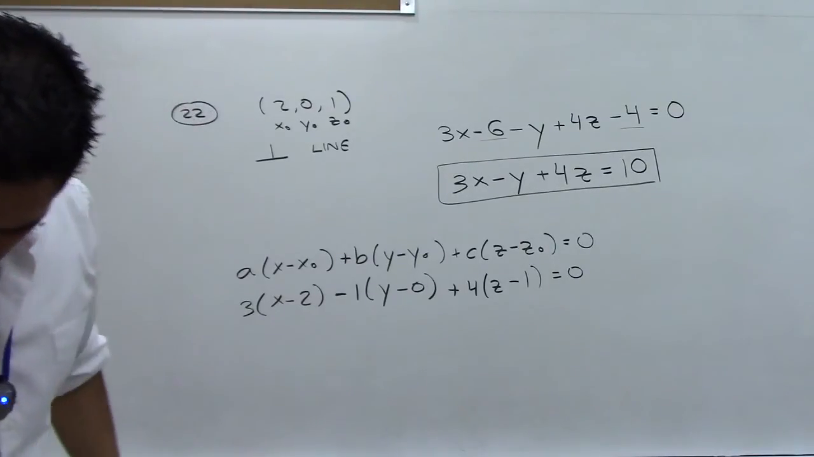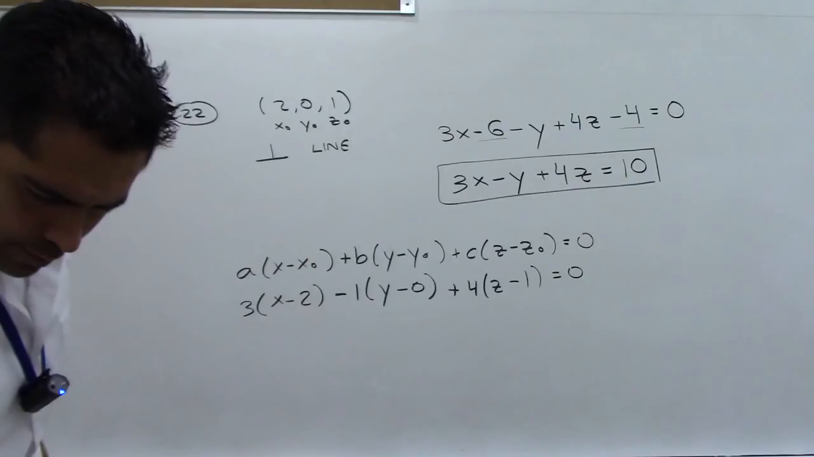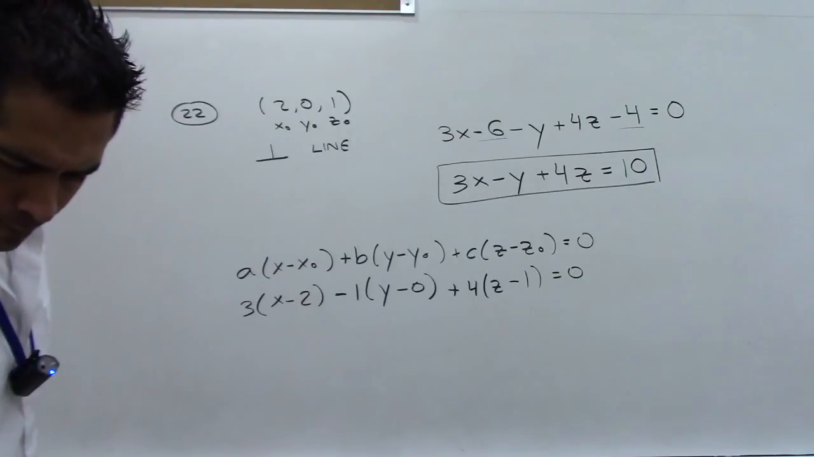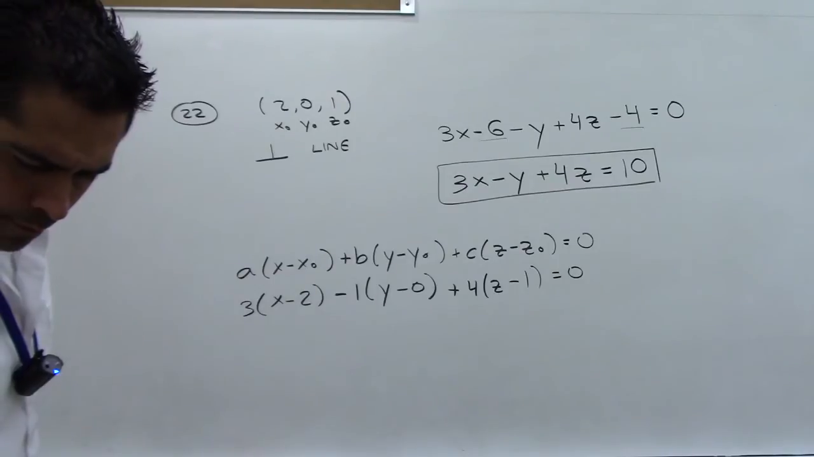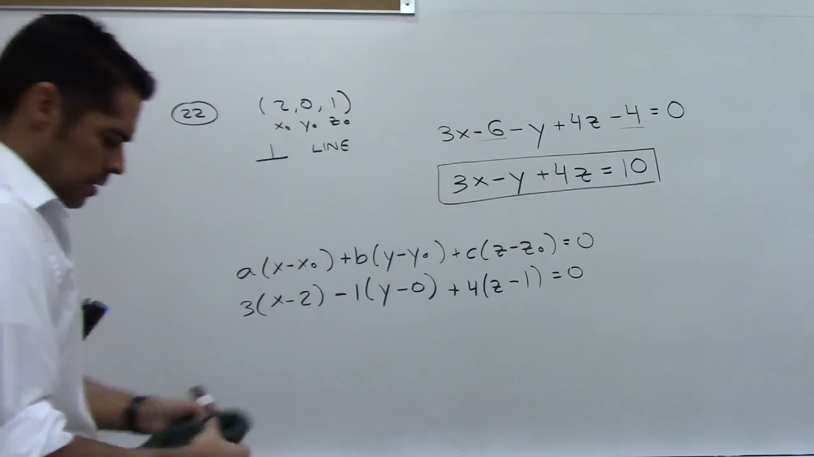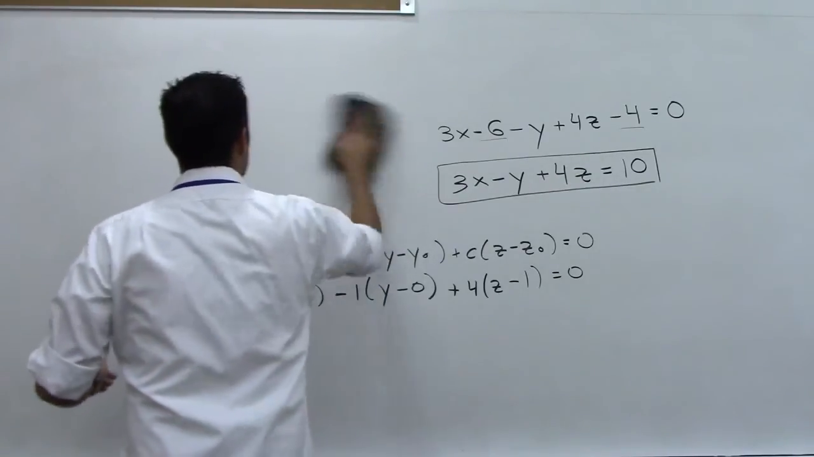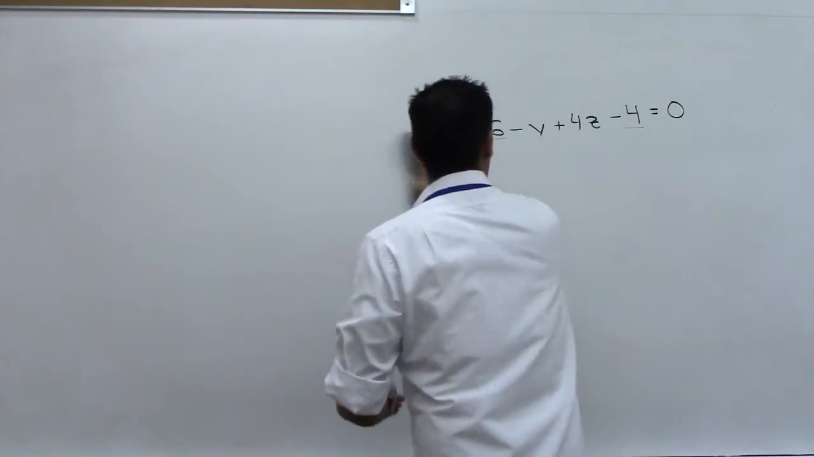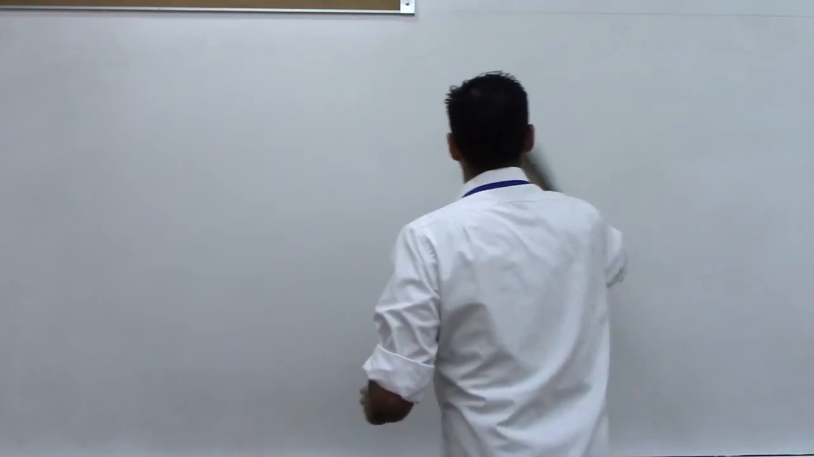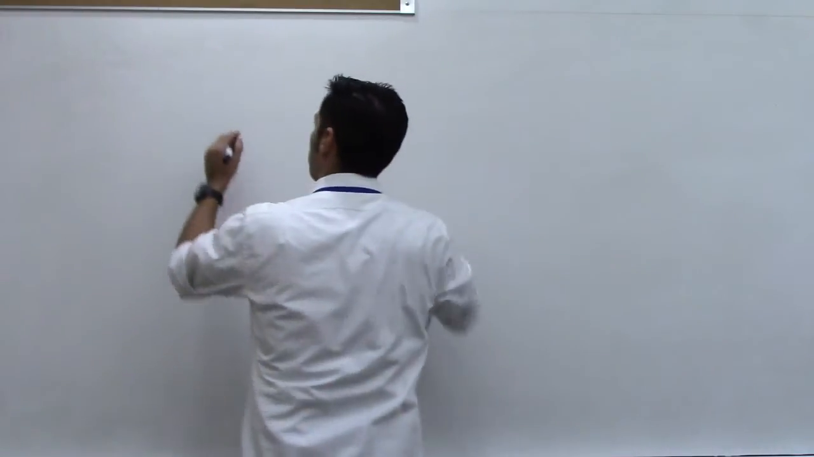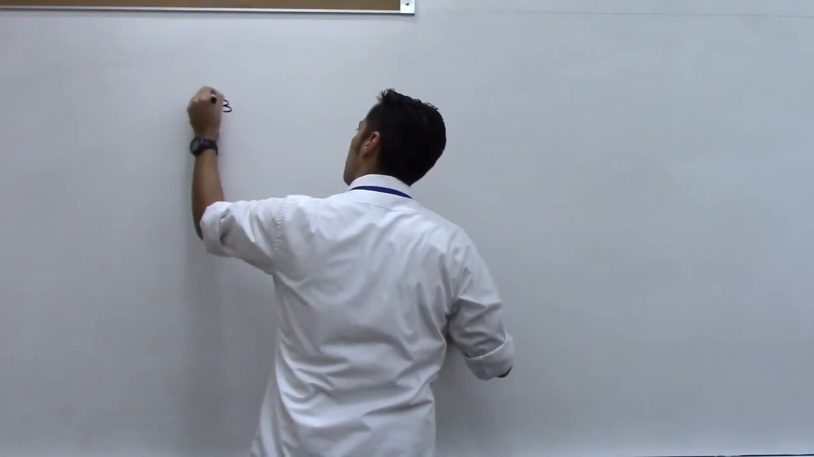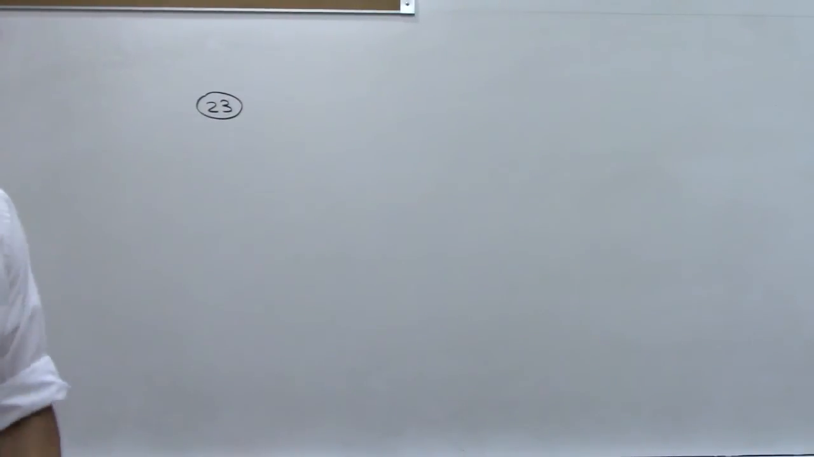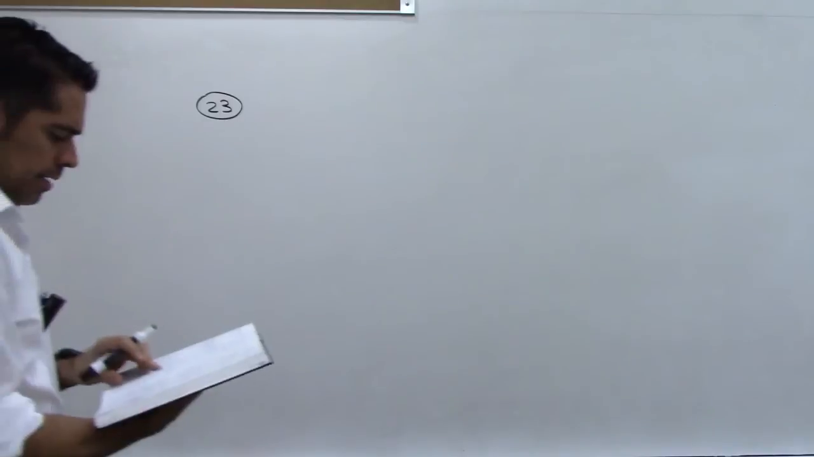So that's number, what, 22? Okay. Number 23. Same thing. Find the equation of the plane through the point.